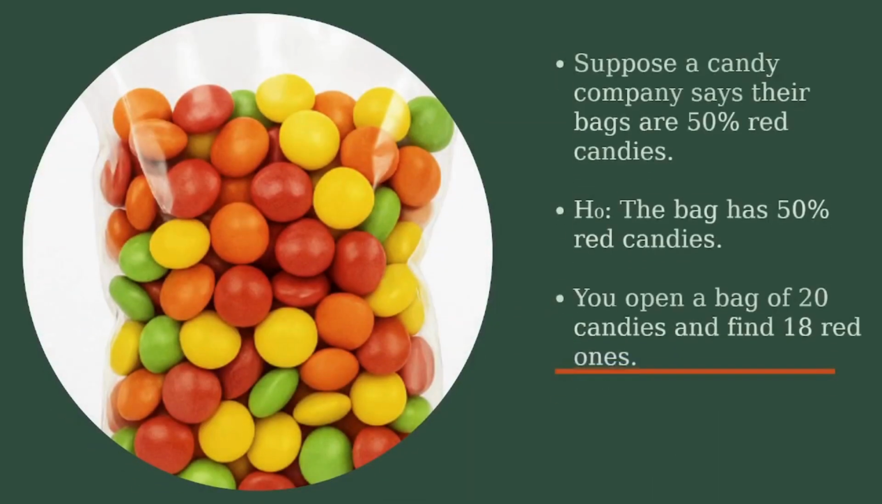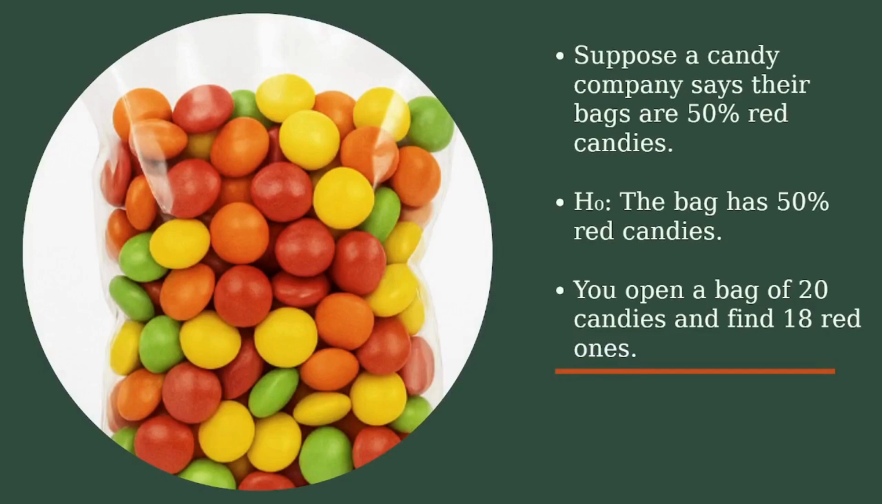And we have an example. Suppose a candy company says that they make 50% red candy. H0 says that the bag has 50% red candy, like the company says, and you open a bag of 20 candies and you find 18 red ones. The p-value answers the question: if the bag actually has 50% red candy, what is the chance that I would randomly get 18 or more reds out of 20?